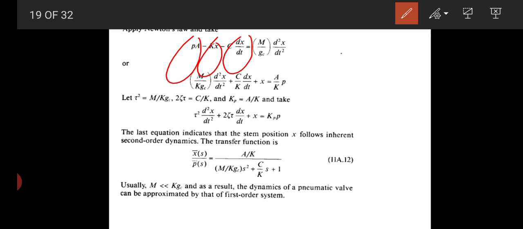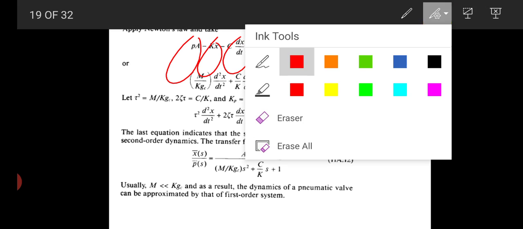So this force F, you know very well, is equal to ma. So ma is nothing but m into a, where a is nothing but d2x by dt square. Here m is represented in terms of m by gc. This is the gravitational constant. So we have taken the mass in terms of m by gc. It is very easy to understand.